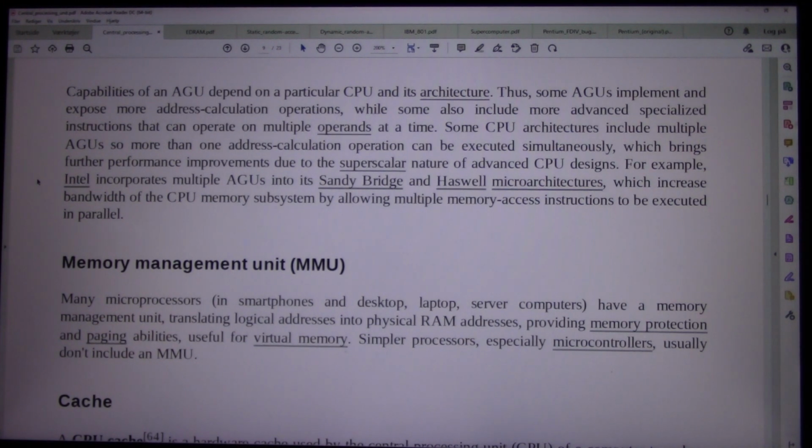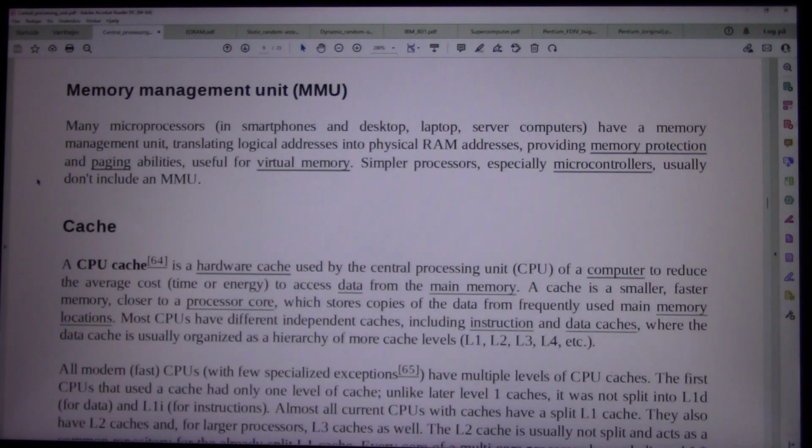Memory Management Unit, MMU. Many microprocessors, in smartphones and desktop, laptop, server computers, have a memory management unit, translating logical addresses into physical RAM addresses, providing memory protection and paging abilities, useful for virtual memory. Simpler processors, especially microcontrollers, usually do not include an MMU.